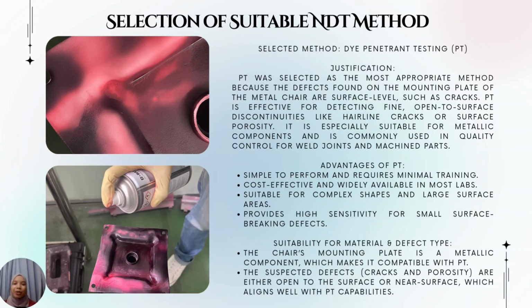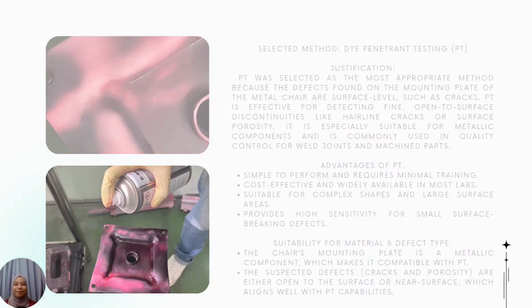So the main advantages of PT are: it offers high sensitivity to small surface defects, it is cost-effective and widely accessible, the procedure is simple and requires minimal training, and it works well on large surface areas and complex geometry. Overall, due to the nature of the defect and the material, we think PT is a very reliable and efficient choice for our inspection problem.